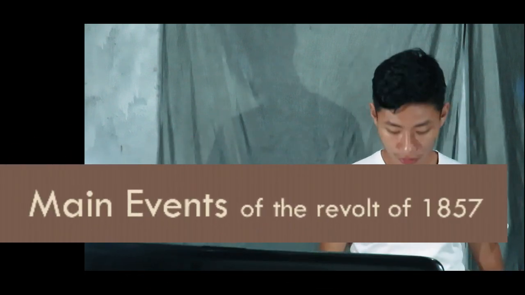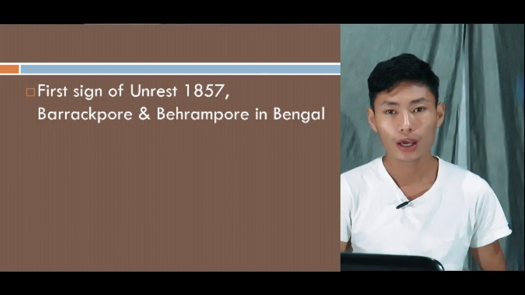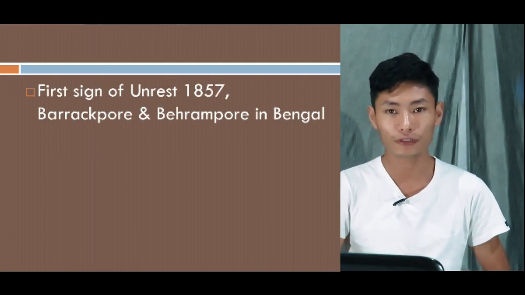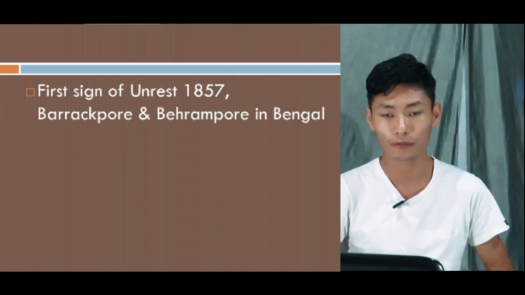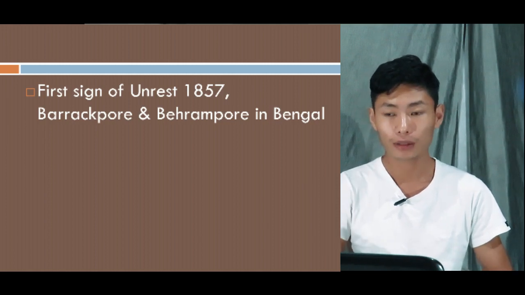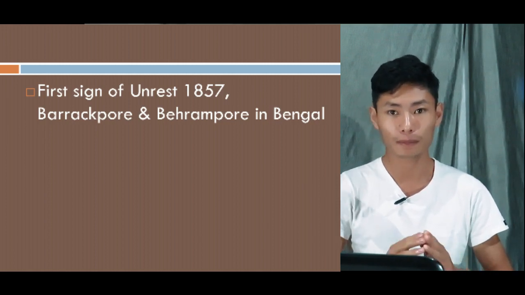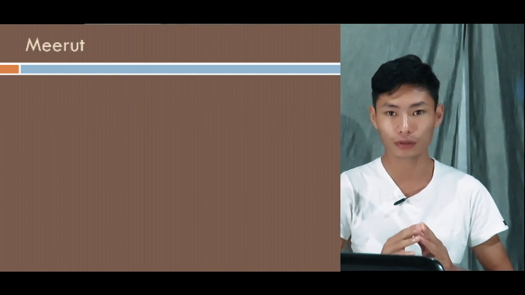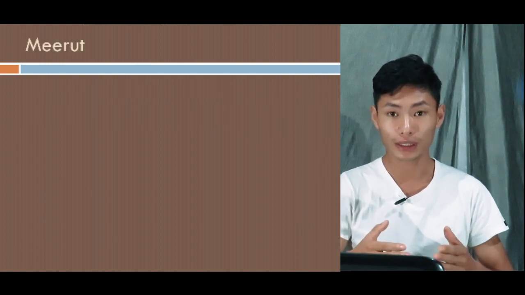Alright, so let's first discuss the main events of the revolt of 1857. The first sign of unrest appeared as early as 1857 from Barrackpore and Berhampore in Bengal, but it was soon suppressed by the British soldiers, and the rebels were punished.